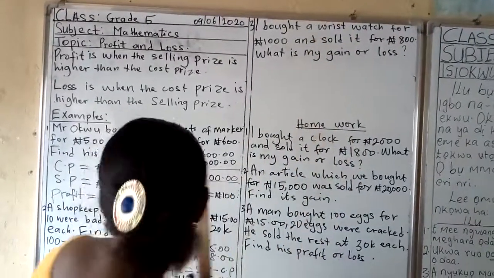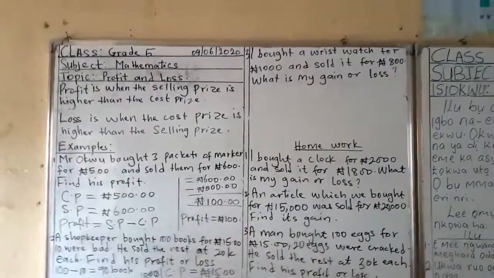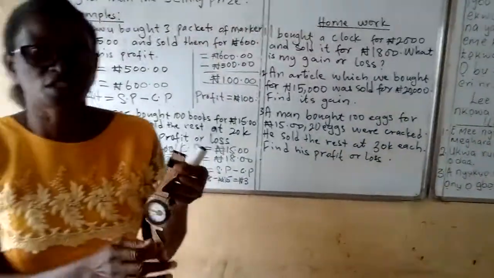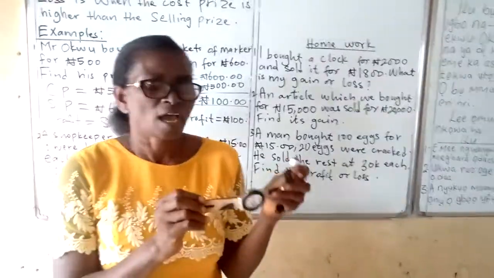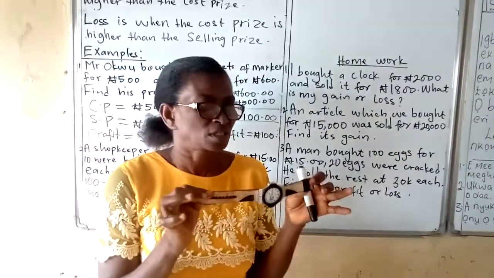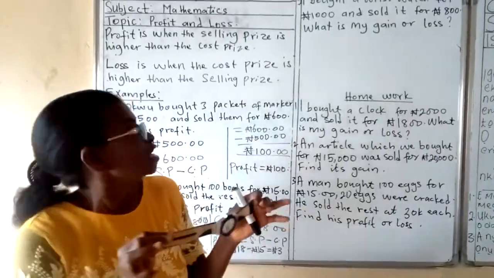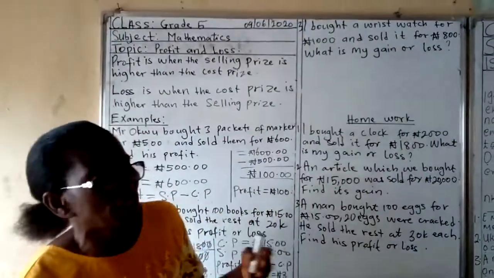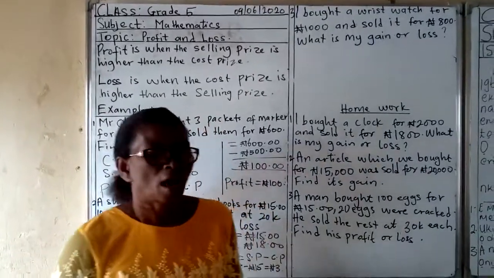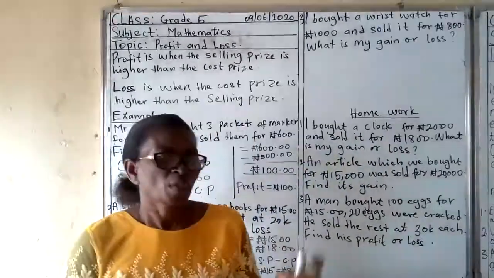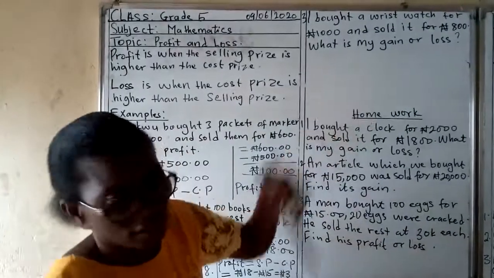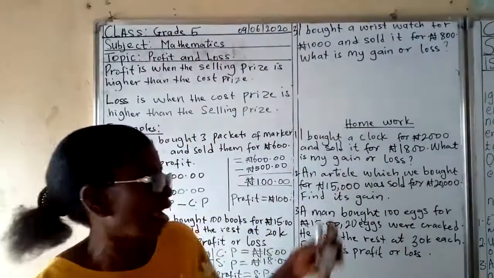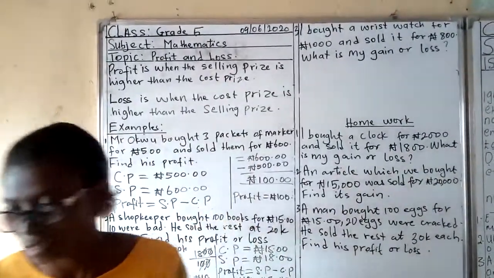We are going to work it out. This is the wristwatch. I went to the market. You can see this watch. Look at the watch. I went to the market and bought this watch. How much? 1,000 naira. And at a stage, I don't want this watch again. I wanted to sell it off, and I sold it at 800 naira. So let's work it out and see whether I made profit or loss.